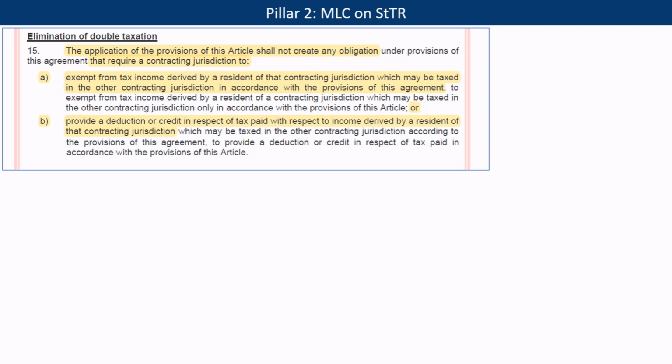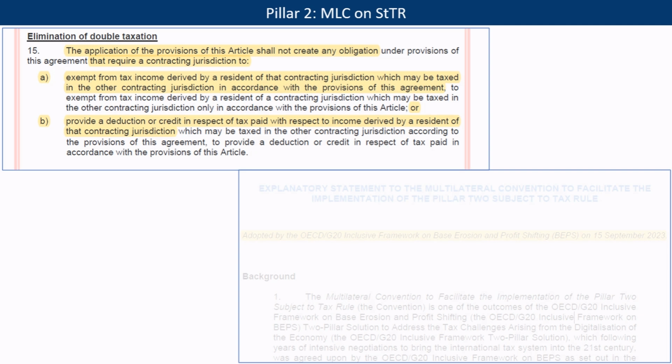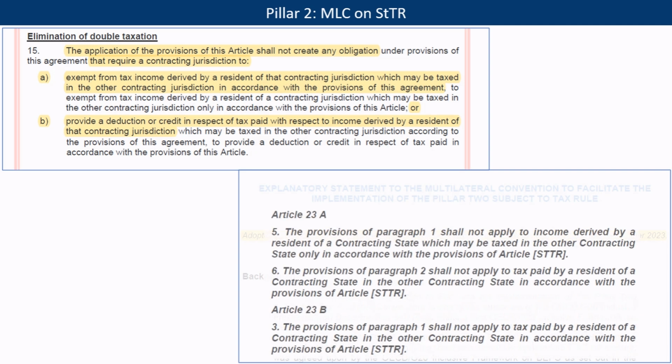that would justify the whole object of the exercise. Now, if we look at the explanatory statement, it explains paragraph 15 a little differently. It says that you will have new paragraphs added onto Article 23A and B. It says the same as paragraph 15 here above, but it says it as add-ons to Article 23A and B, not just standalone paragraphs.